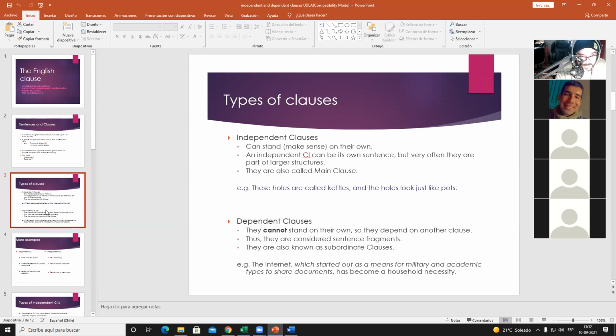What I would say is the second point. An independent clause can be its own sentence, but very often they are part of larger structures and they are also called main clauses. What I would say is this. I would say that an independent clause is a clause, obviously, which makes sense, obviously, but it has enough context, I would say. That is to say, you can read it and you can understand what the clause is expressing by just reading the clause, right? You don't need extra information.